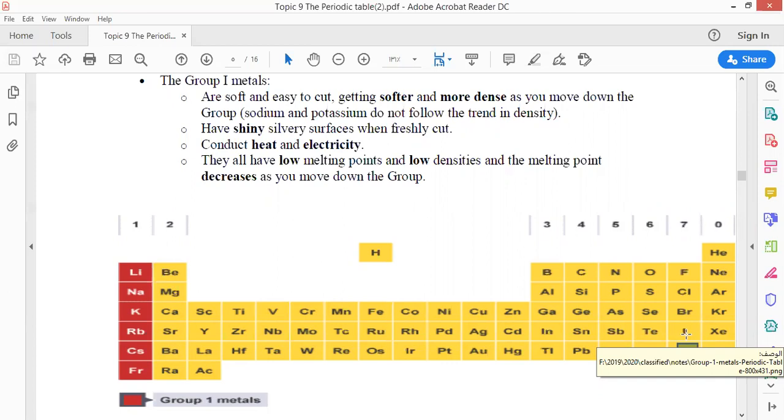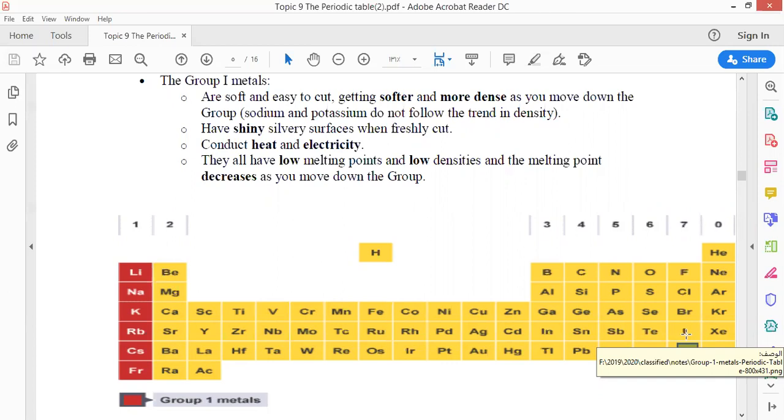Okay, how many electrons exist in the group number 7 elements? 7 electrons. So what is the behavior of these elements? Gain or lose electrons? Yes, gain one electron. Why? To make 8, so it will be stable.